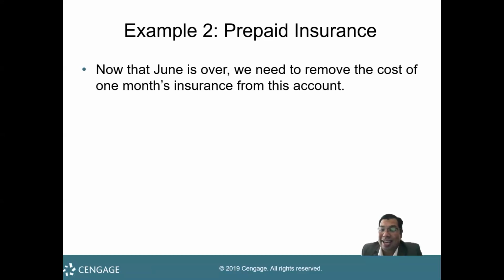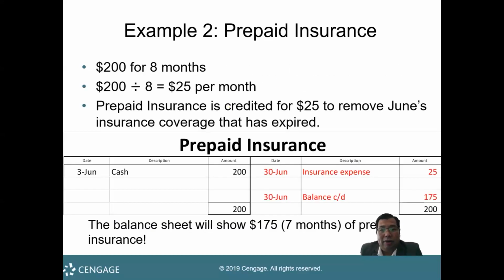The prepaid insurance is an asset. Prepaid insurance is the amount of money that we pay in advance. So that is our asset. It will give us benefit in the future. To take out the money, if you divide 200 by 8, this gives you $25 per month. Since you already used $25 from this prepaid insurance asset of 200, you need to minus 25.